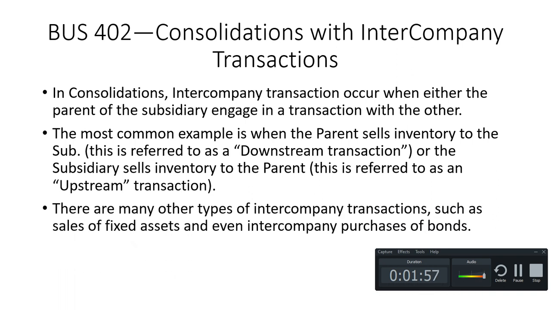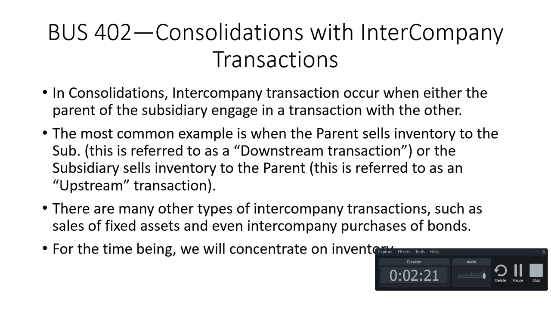There are many other types of intercompany transactions besides inventory. Maybe they sell each other fixed assets, plant and equipment, that would be an intercompany transaction. Maybe they buy and sell each other's bonds, so that would be a type of intercompany transaction. As it says in the syllabus, we're going to concentrate on inventory for the time being. We might get into fixed assets a little later on in our limited time left. So for the time being, we will concentrate on inventory.